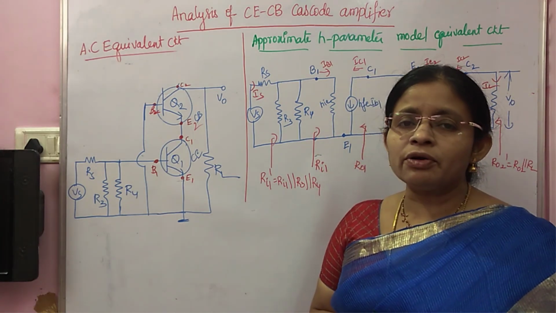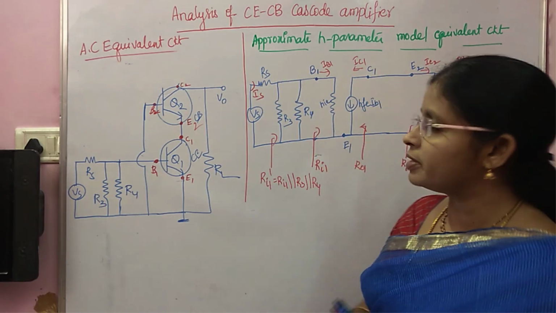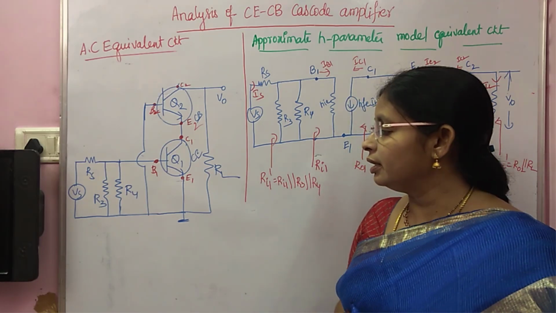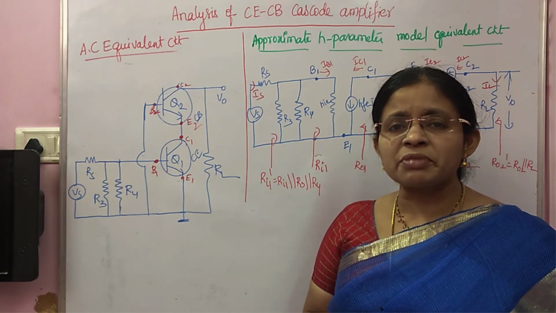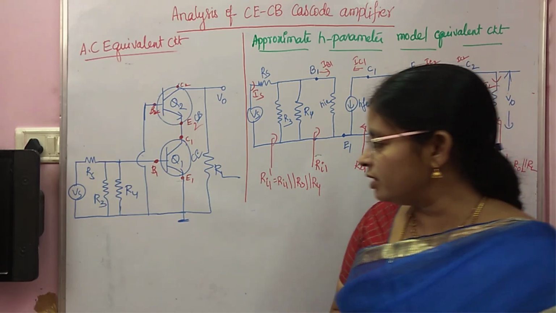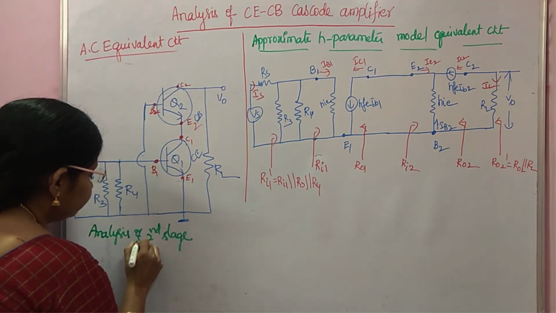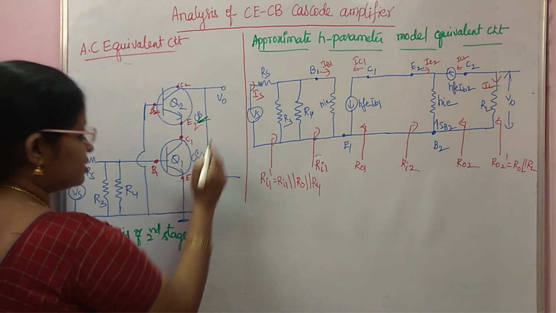Welcome to the video on analysis of the CE/CB cascode amplifier. In the last video, I completed up to the approximate h-parameter model equivalent for the CE/CB cascode amplifier. Now I'll start the analysis. We know the analysis starts from the second stage. What is the second stage? The second stage is CB.